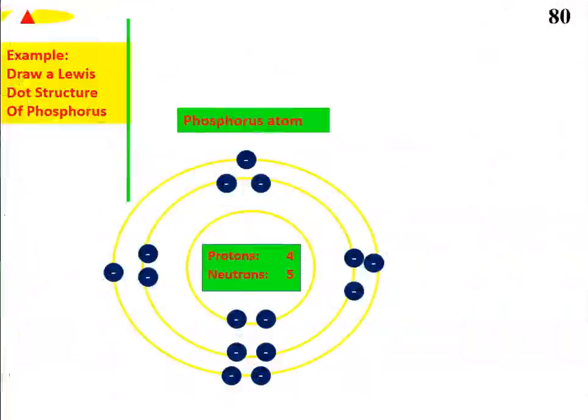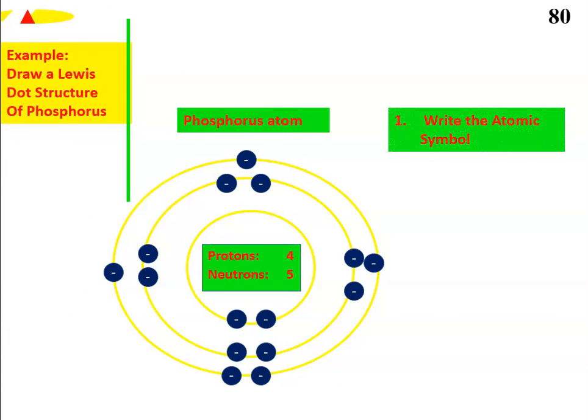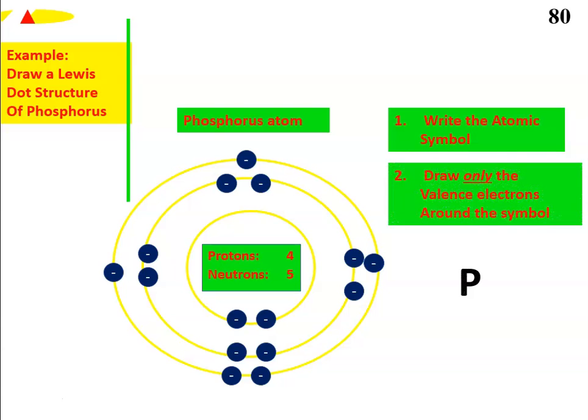Let's do one more with phosphorus. Okay, see if you can do this one before I do it. And there it is. There's a Lewis dot structure for phosphorus.